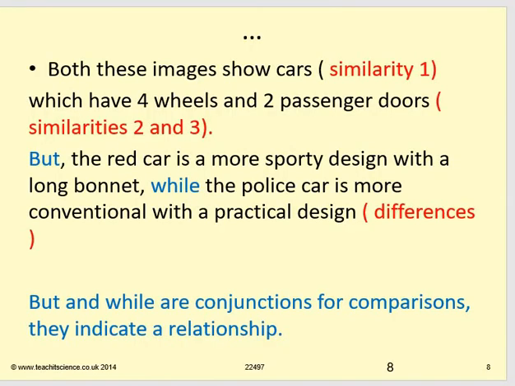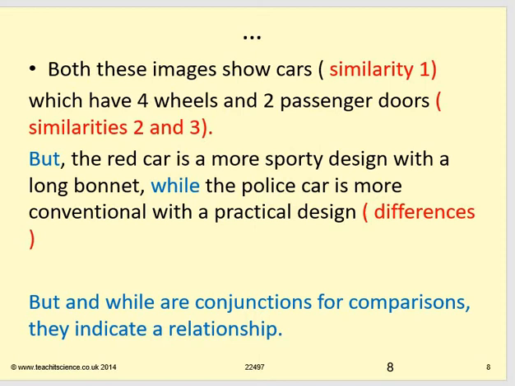So, a suggested answer. Both these images show cars. That's a similarity. We know they're both cars. They have 4 wheels. They have 2 passenger doors. 2 more similarities. Not all cars have 4 wheels. We'll all have seen the 3-wheeler car in Only Fools and Horses, I'm sure, an old-fashioned Reliant Robin. These cars have 2 passenger doors. A lot of cars have 4.